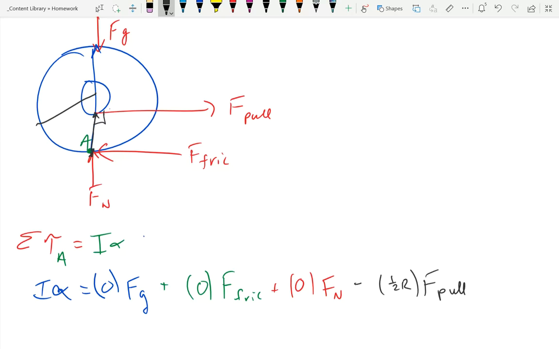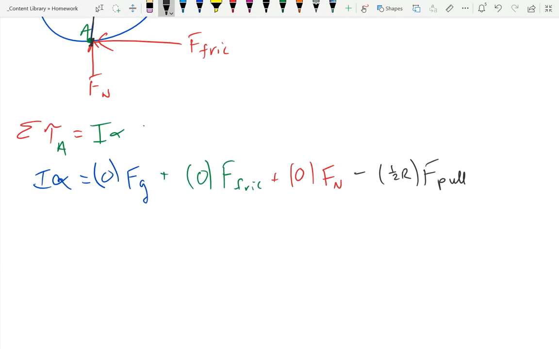So that was a negative. So now I have sum of my torques equals I alpha. Why did we have part C in this? We had part C because it gave us the I. Why did we have part B? We had part B because it gave us this.